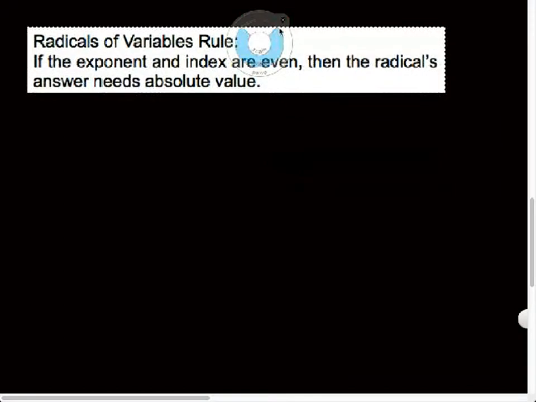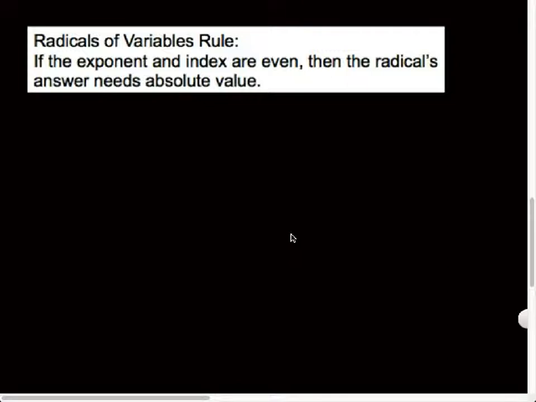It turns out, this is what I just decided to give a name today, the radicals of variables rule. We could also call this Morgan's rule if we wanted, since she was just developing it there. If an exponent and index are even, then the radical's answer needs absolute value. Absolutely. Definitely. So that's kind of our general strategy.